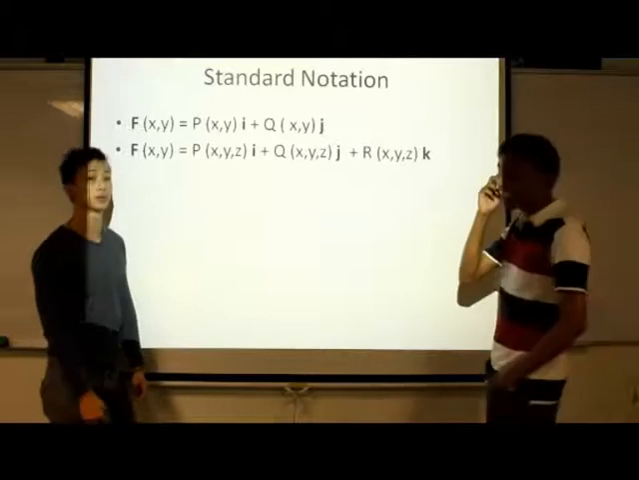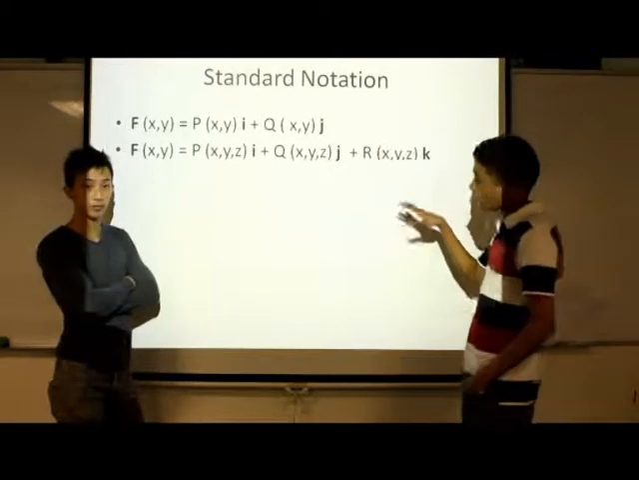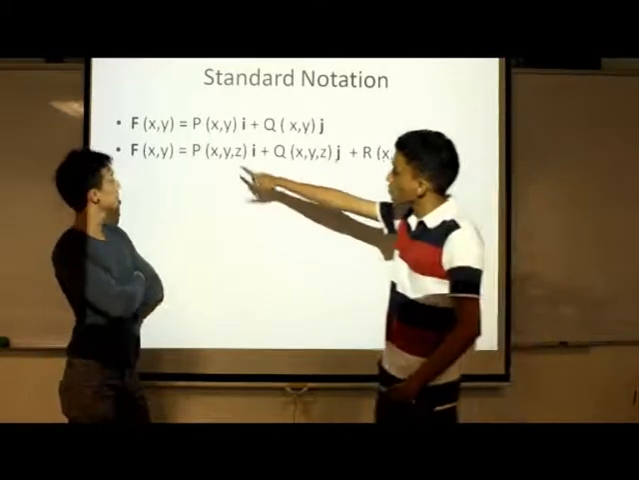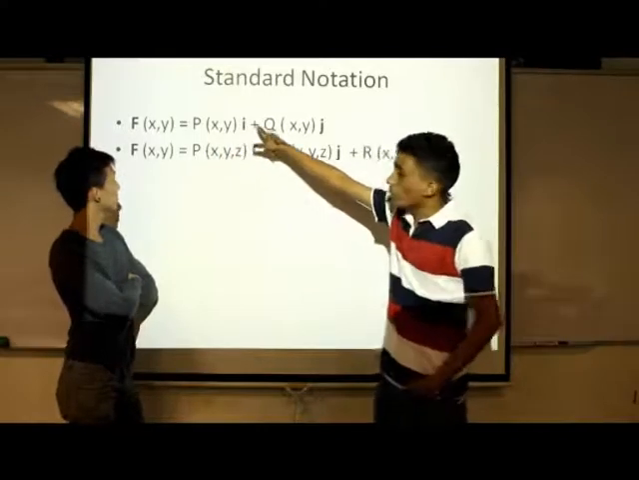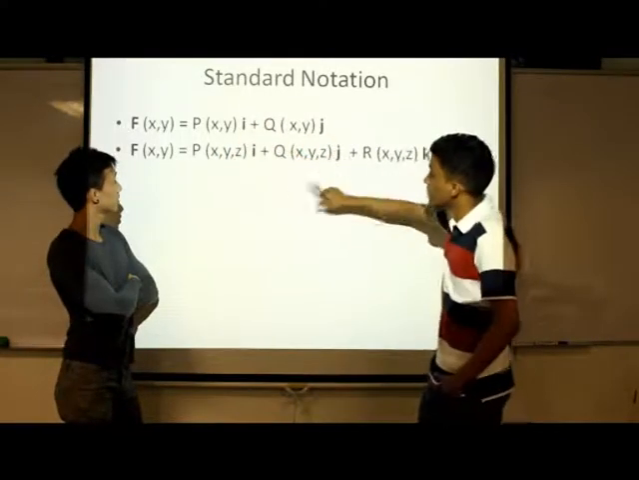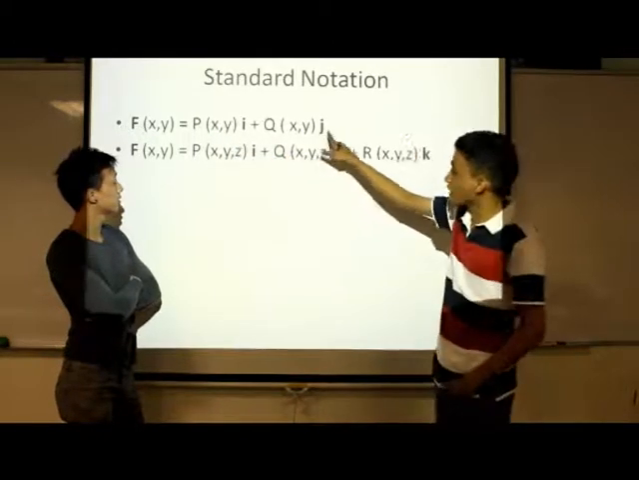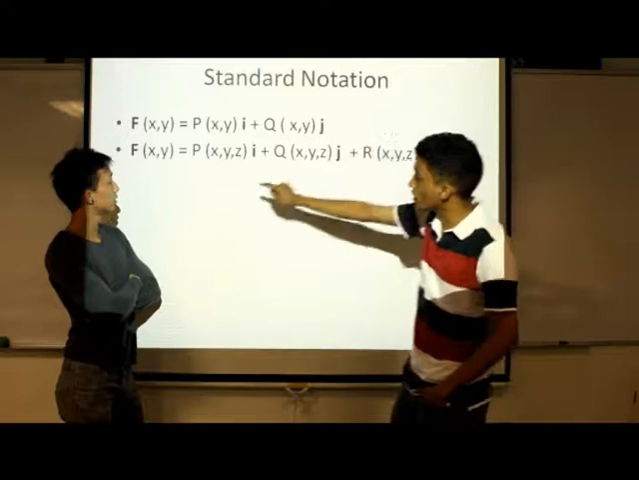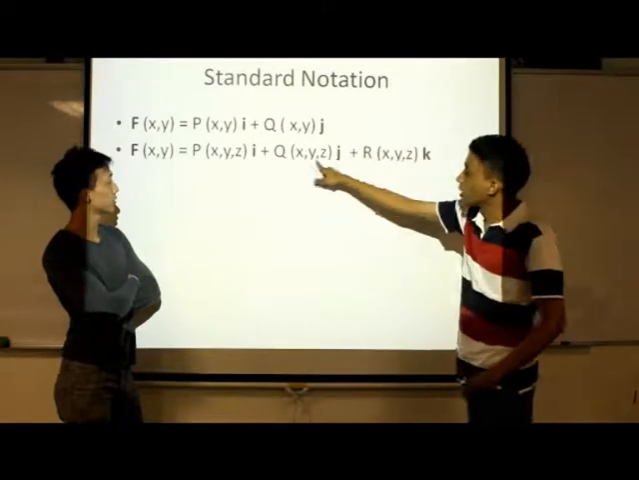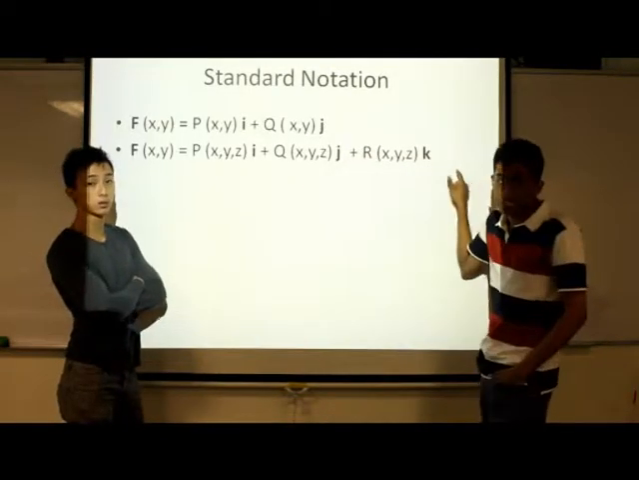So, the standard notation for a vector field would be F(x,y) equals P(x,y)i plus Q(x,y)j. Those are both vectors following the standard format. And for those in 3D, P(x,y,z)i, Q(x,y,z)j, and R(x,y,z)k.